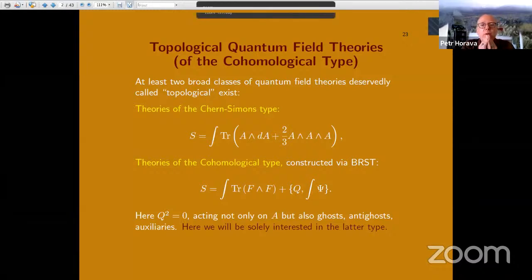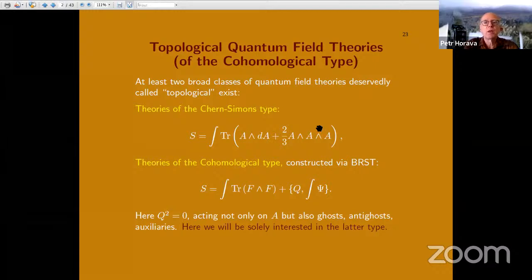I'm able to explain the third ingredient, or summarize it. Of course, this is well known, much more so perhaps than non-relativistic gravity. So I'm not going to be spending infinite amounts of time surveying the third ingredient, the topological quantum field theories of the cohomological type. But I want to at least illustrate what I mean and hopefully avoid preemptively some confusions.